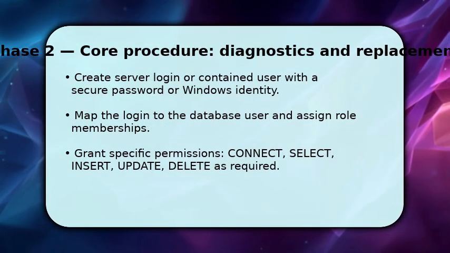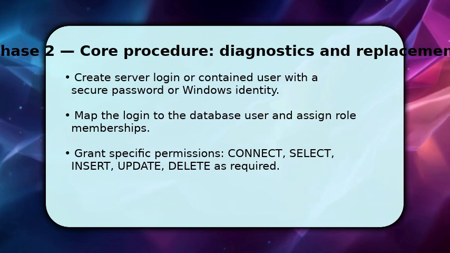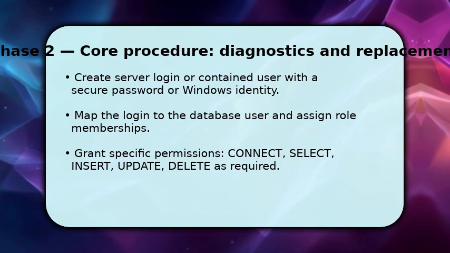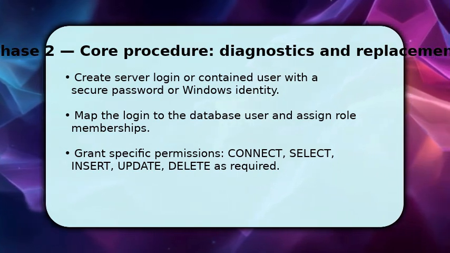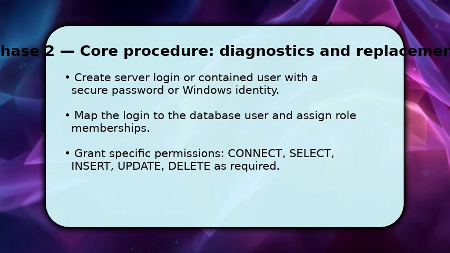Now create the login or contained user. Choose Windows authentication for domain accounts or SQL authentication with a strong password for logins. Once the login exists, open the database and map that login to a database user. This step links credentials to database objects.